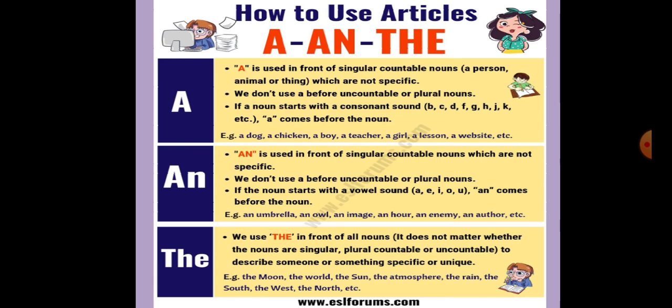Do you know what a countable noun means? Okay, I'm telling you. Countable nouns are for things that we count using numbers, and uncountable nouns are for those things that we cannot count with numbers.